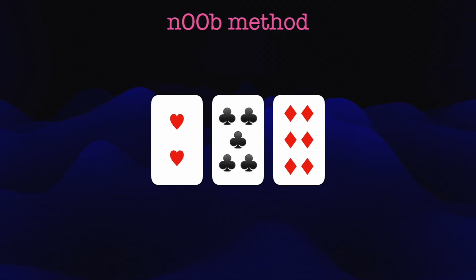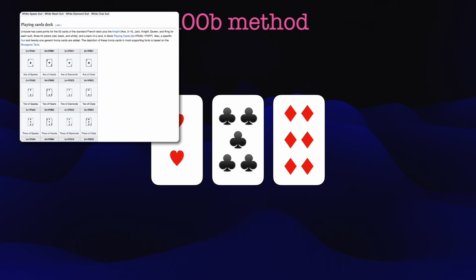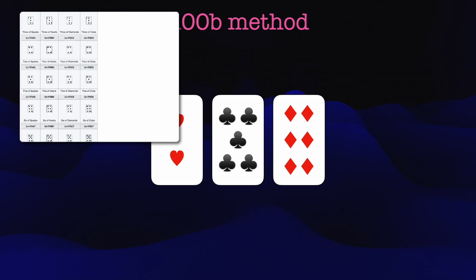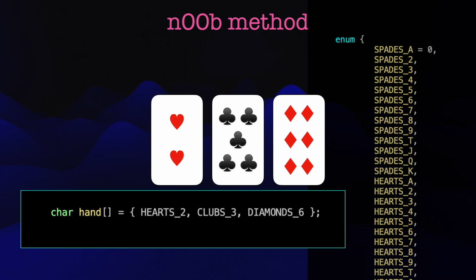Each possible card can be an integer. Did you know that there are Unicode code points for every card in a standard deck? I'm just going to use the numbers from 0 to 51. The noob way to represent a hand or deck of cards would be to use an array. We need to know how many cards there are in our array, so we could zero terminate it, or we could just track it in a different variable.